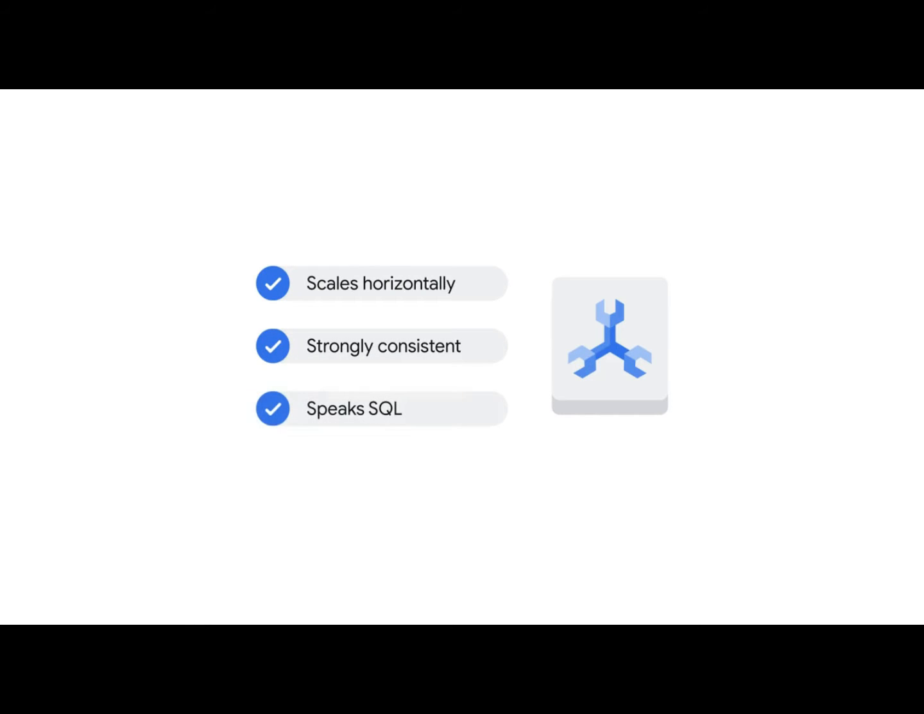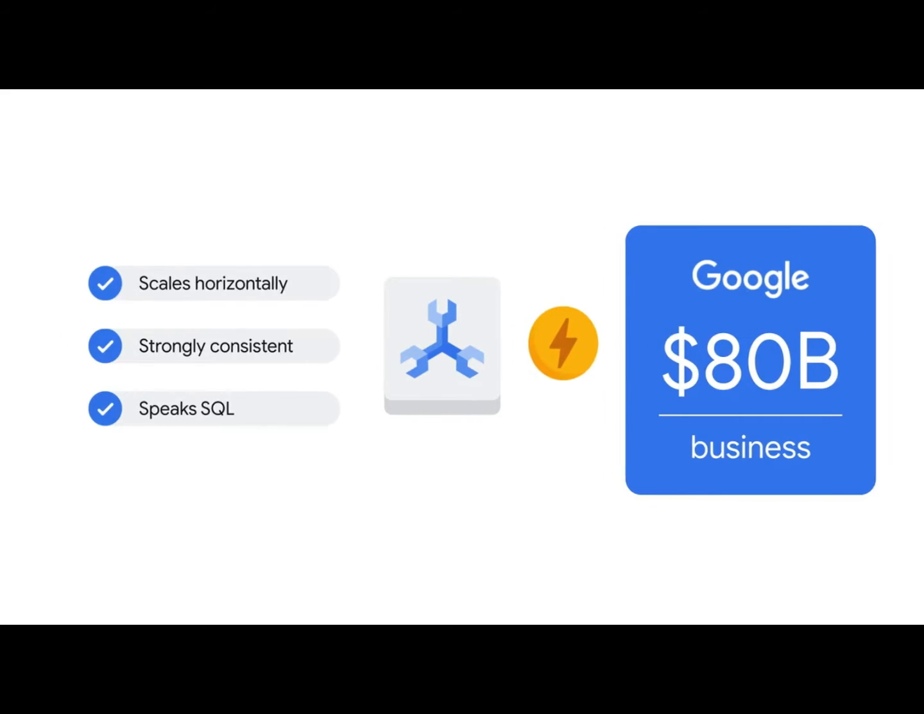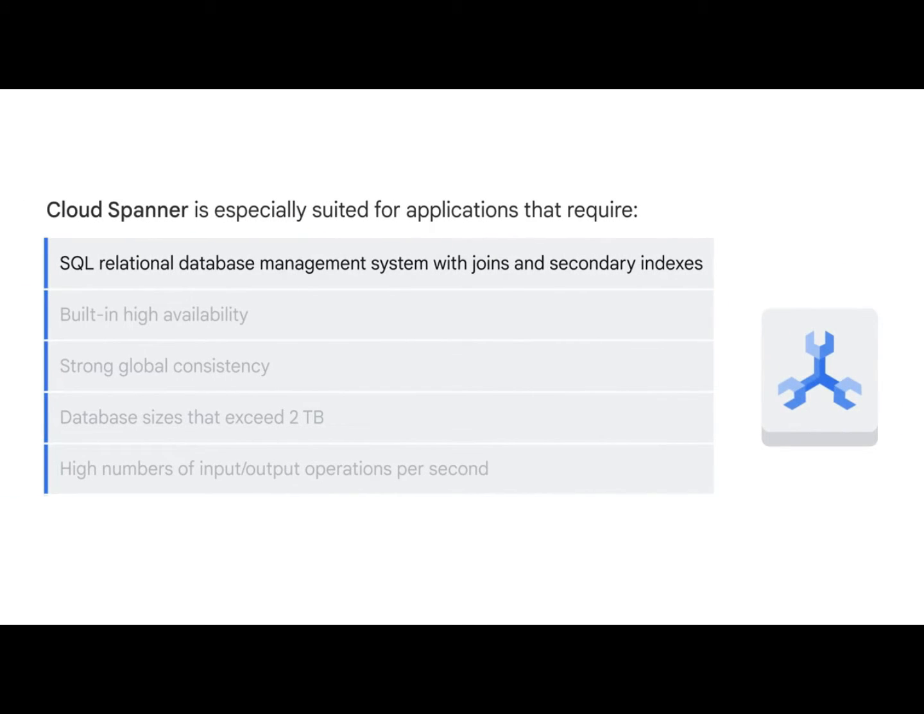Cloud Spanner is a fully managed relational database service that scales horizontally, is strongly consistent, and speaks SQL. Battle-tested by Google's own mission-critical applications and services, Spanner is the service that powers Google's $80 billion business. Cloud Spanner is especially suited for applications that require a SQL relational database management system with joins and secondary indexes, built-in high availability, strong global consistency, database sizes that exceed 2 terabytes, and high numbers of input and output operations per second. We're talking tens of thousands of reads and writes per second or more.